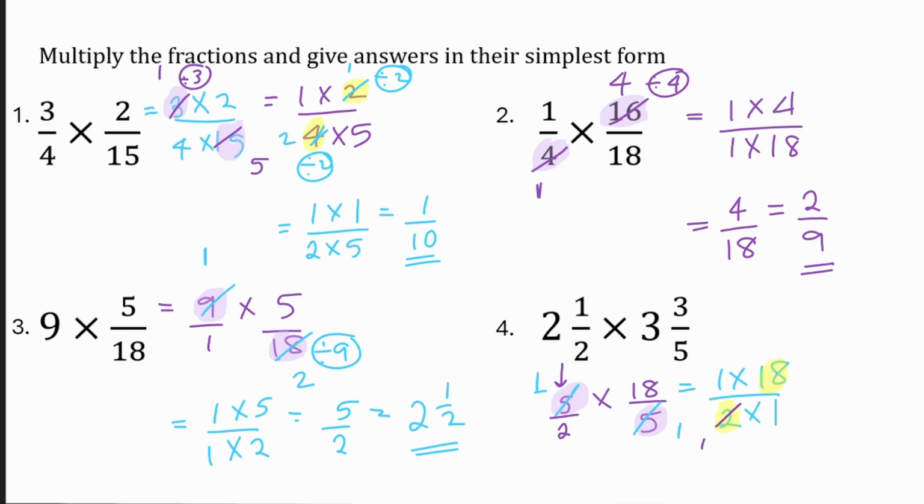Now I've still got common factors between the denominator 2 and numerator 18, and the highest common factor of 2 and 18 is 2. So I'm going to divide both these numbers by 2. 2 divided by 2 is 1. 18 divided by 2 gives me 9. So this can be written as 1 times 9 over 1 times 1, which is 9 over 1. And I can also write this as a whole number 9. And that is my final answer.